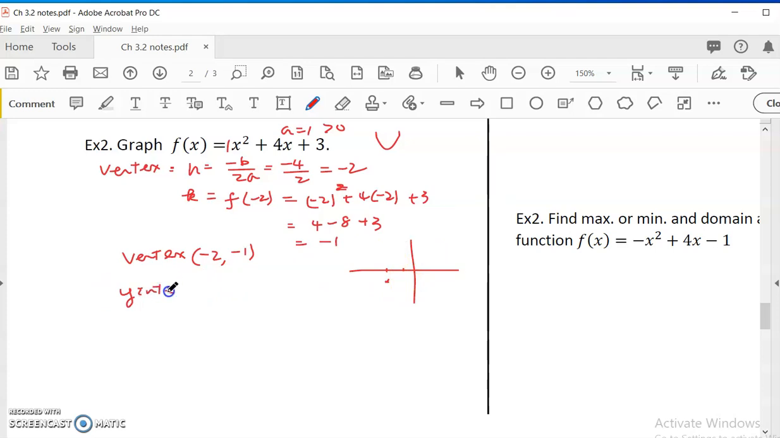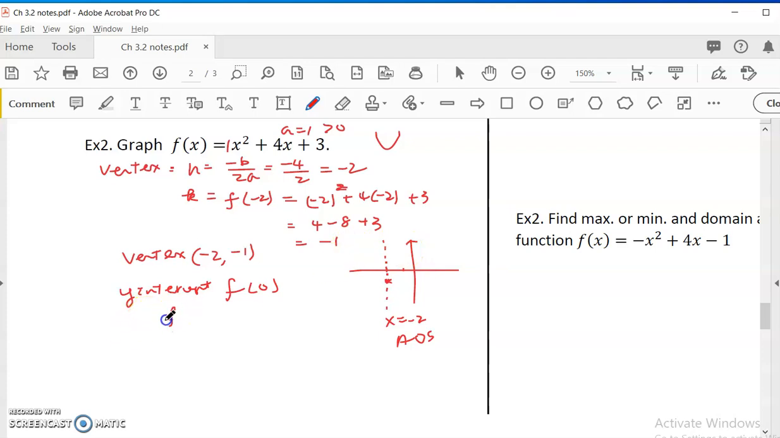Just get another point. The easiest way, because the y-axis is very close to the parabola, is to say the y-intercept is f of 0. There's no need to solve for the x-intercepts because you have the vertex already, which is very good. You do the axis of symmetry, x equals -2. And then you just get one more point and reflect it on both sides.